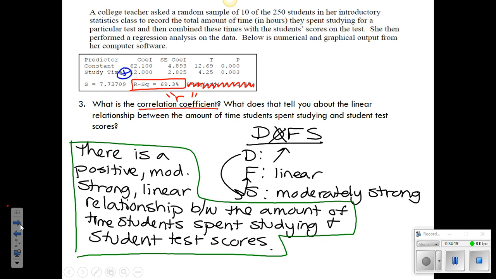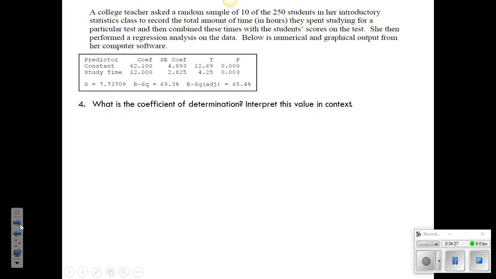All right, you guys good? Let's finish out the last part, and then we're done for today. We'll explain the other stuff a little bit later. Is that cool? What is the coefficient of determination, and interpret this value in context?